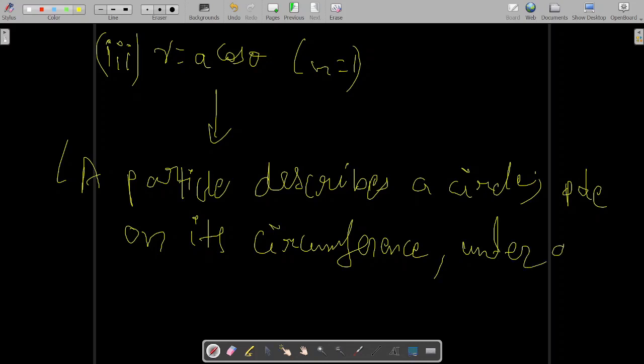Under a force P to the pole. Find the law of force.